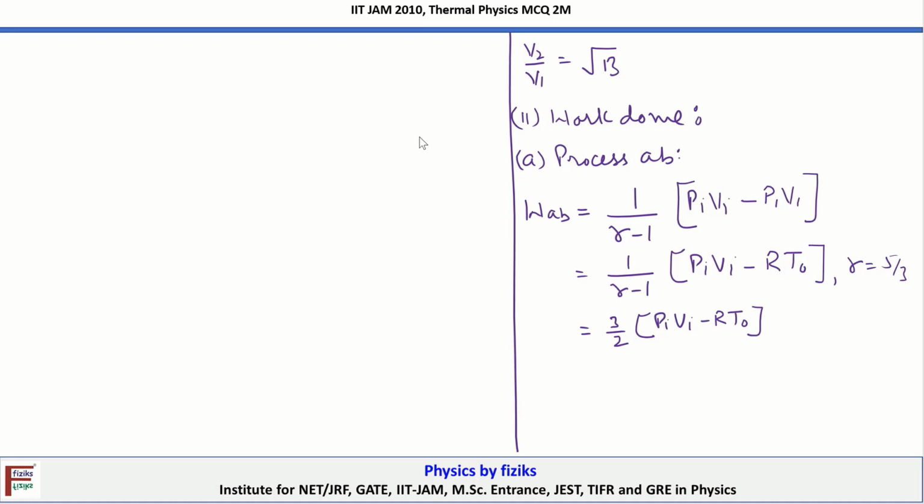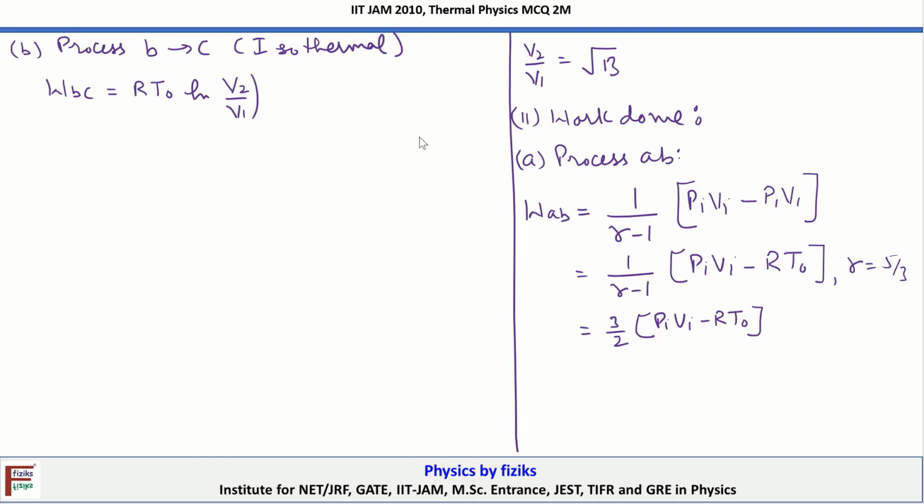Now similarly we can evaluate the work done in process B to C. So the second part, process B to C, which is isothermal in nature. In an isothermal process, we know that the work done, W BC, is given by nRT naught times the natural logarithm of the final volume V2 upon V1. Since n is 1, I will write only RT naught.